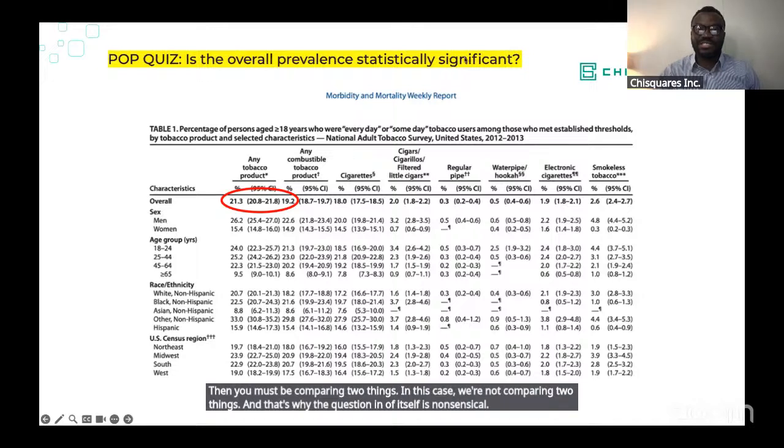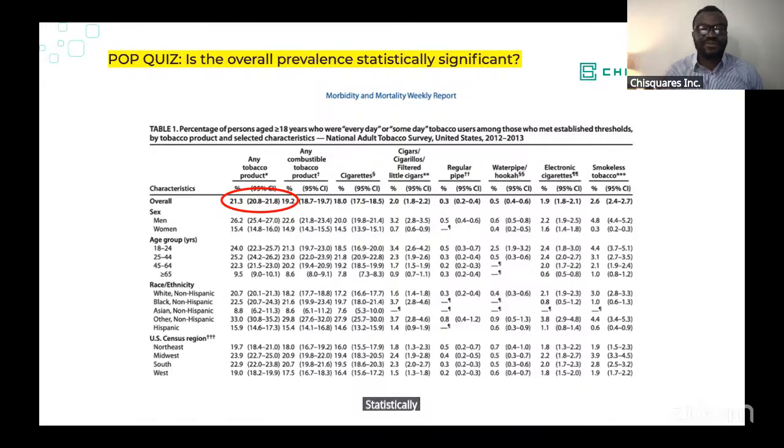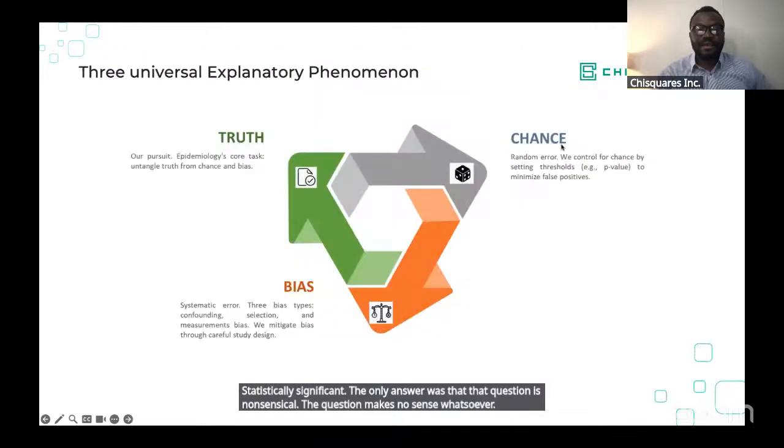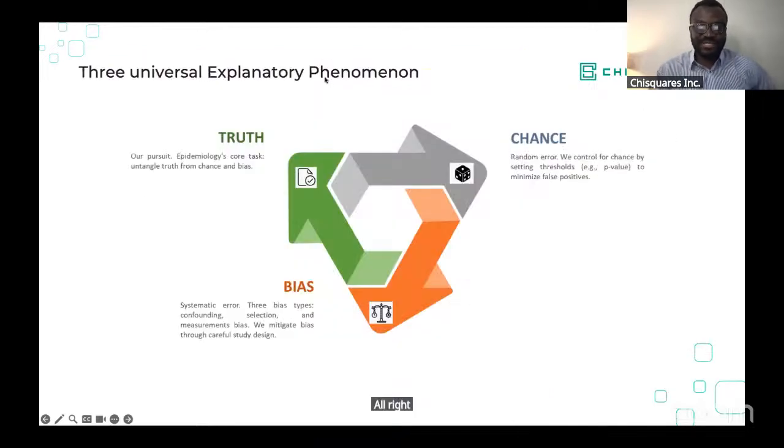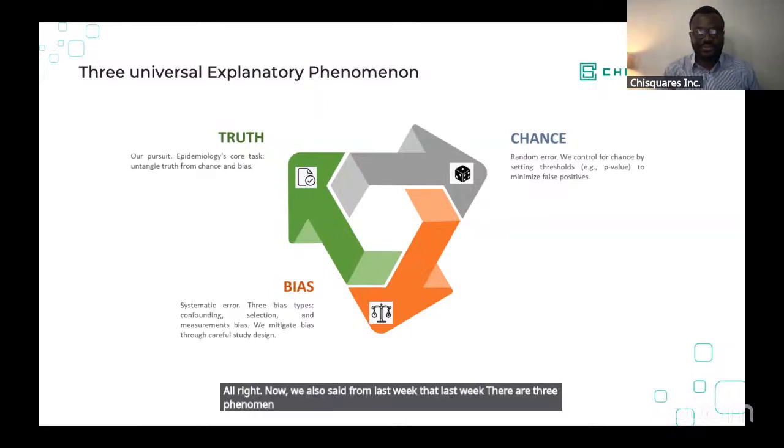Again, for those who are lost as to what the question is, the question was, is the overall prevalence statistically significant? The only answer to that question was that it is nonsensical. The question makes no sense whatsoever. All right. Now, we also said from last week that there are 3 phenomena that explain every single thing in the universe. We said it's truth, chance, or bias.